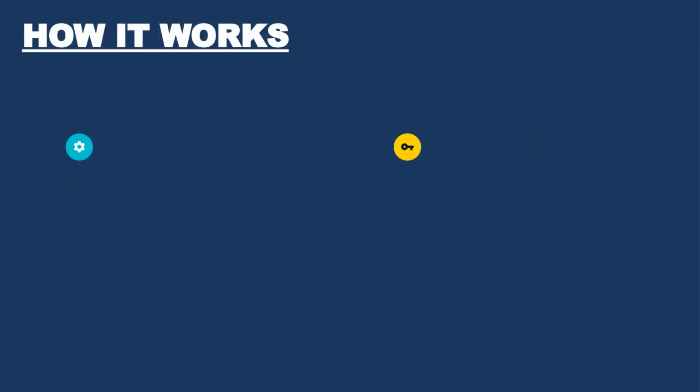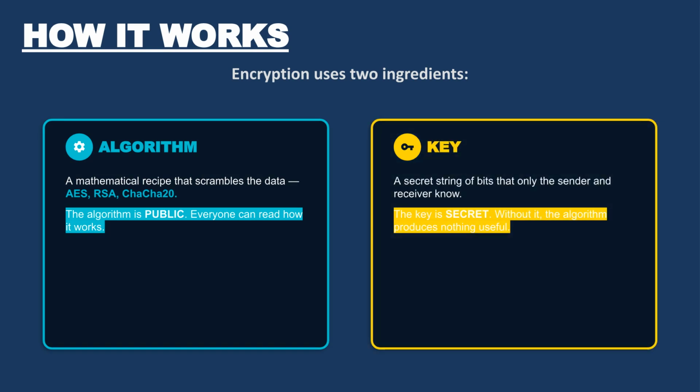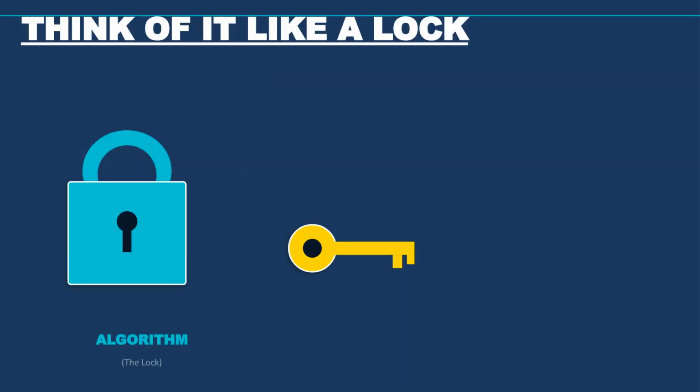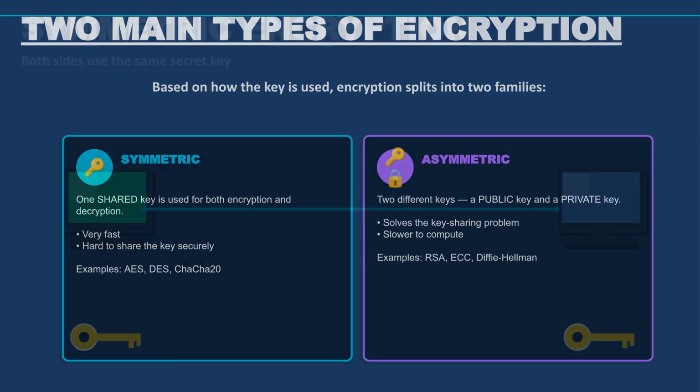Encryption relies on two ingredients: the algorithm, a public mathematical recipe, and the key, a secret string of bits that only the sender and receiver know. Think of it like a lock. The encryption algorithm is the lock, and the secret key is the physical key that opens it to reveal the data. Based on how the key is used, encryption is categorized into two main families: symmetric and asymmetric.